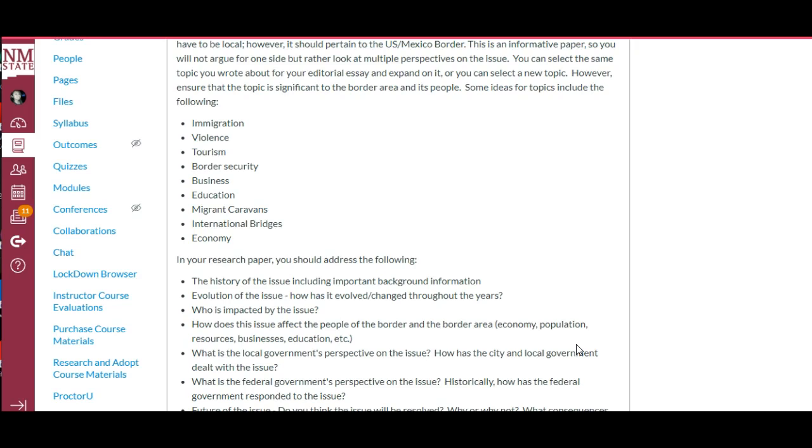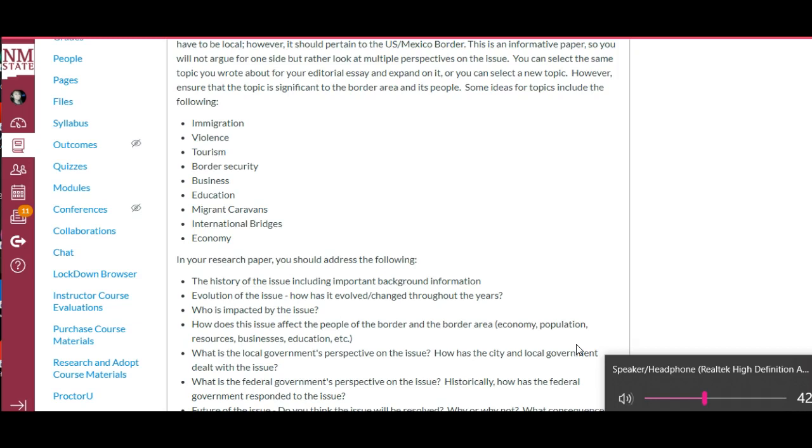In any case, something I should point out is that this is an informative paper, so you are not choosing a side. Usually when it comes to writing an argumentative essay, you have to select one side and you have to provide reasons to support it. For this paper, it's informative because we're looking at all different sides, we're looking at all different perspectives.